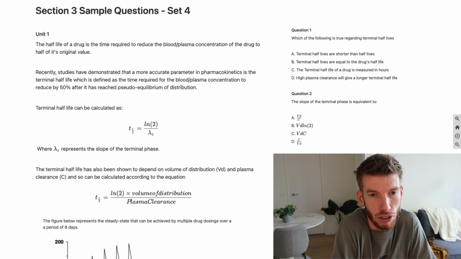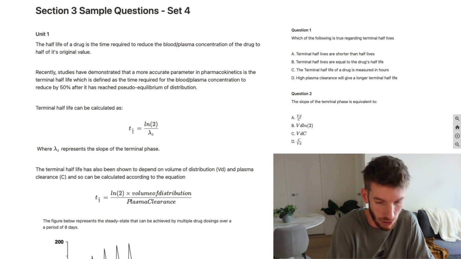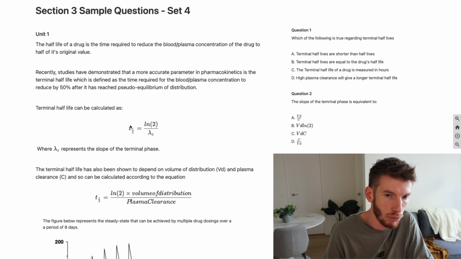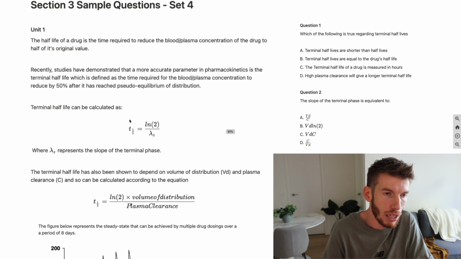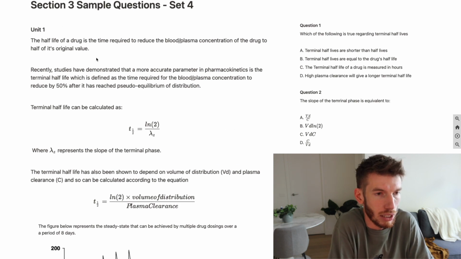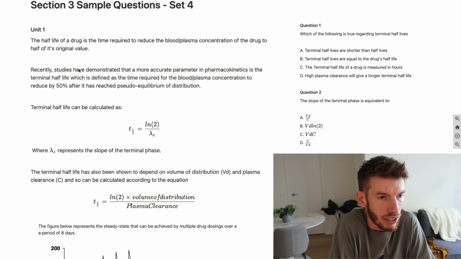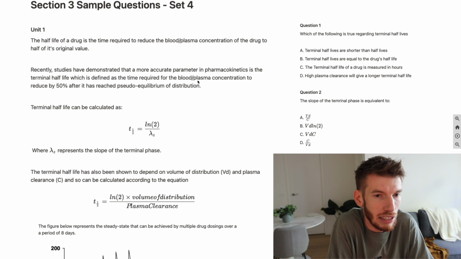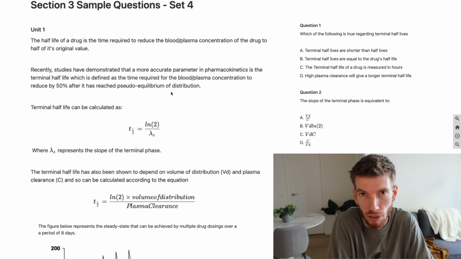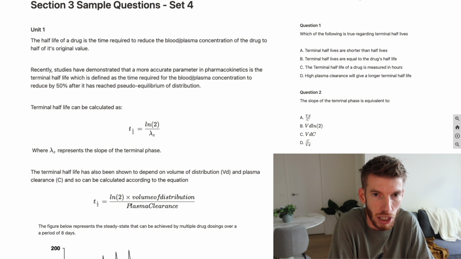Okay, so what we're going to do first is go through Unit 1, which is set number 4 on the resources page now. We've got: the half-life of a drug is the time required to reduce the blood plasma concentration of the drug to half of its original value. Recently, studies have demonstrated that a more accurate parameter in pharmacokinetics, a bit of a tongue twister, is the terminal half-life, which is defined as the time required for the blood plasma concentration to reduce by 50% after it has reached pseudo-equilibrium of distribution. So there's obviously a lot of jargon in there, right?